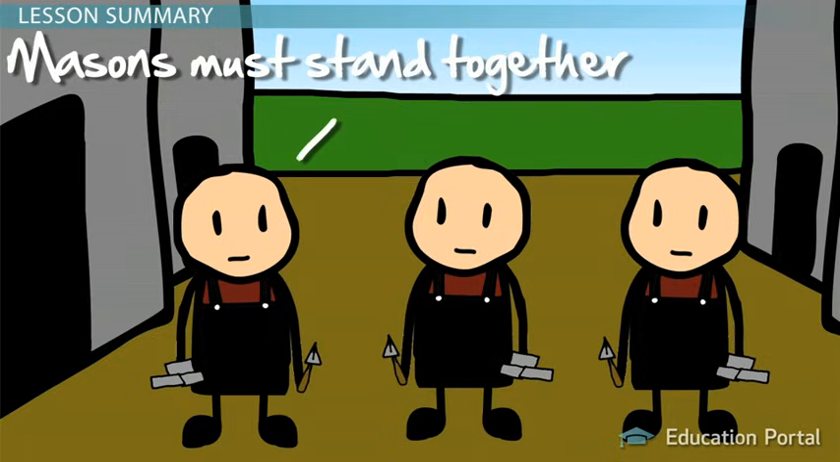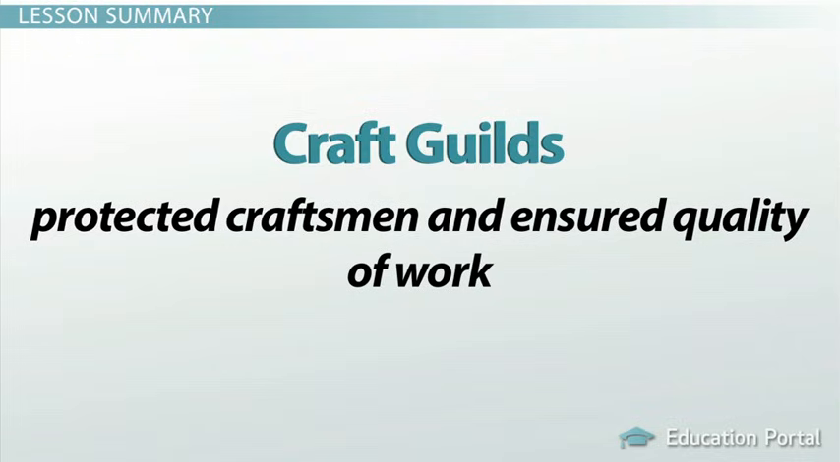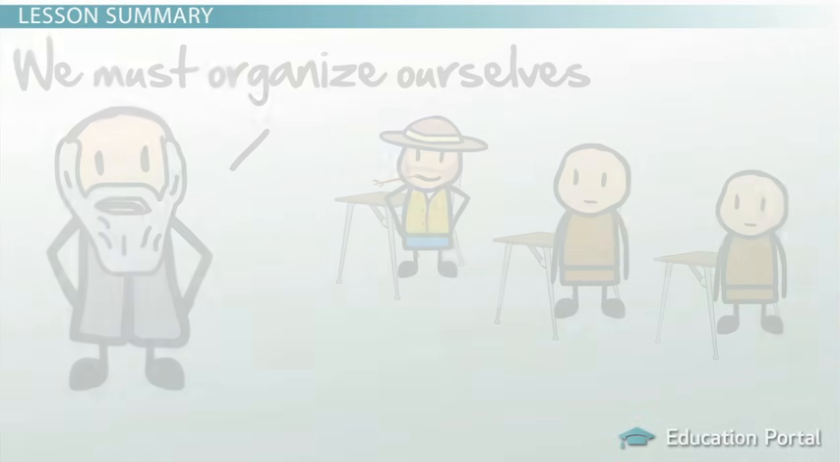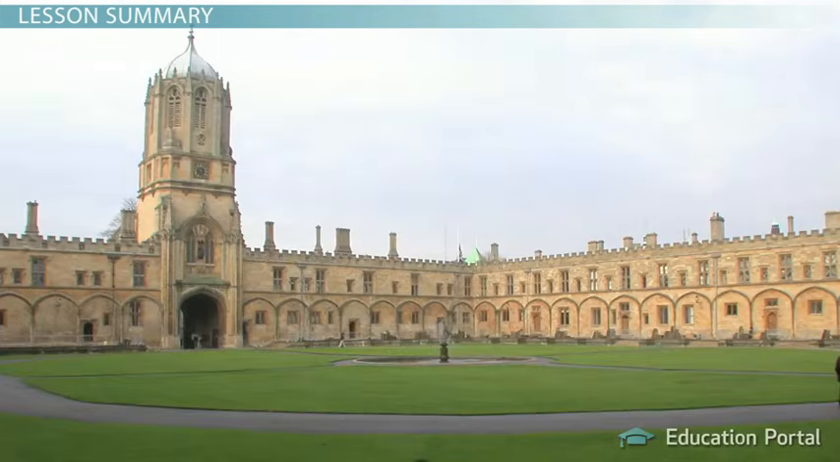The craftsmen then began to form their own guilds called craft guilds. Craft guilds worked to protect its members from overregulation and to set standards for the products produced. Additionally, scholars began to form guilds to regulate educational standards and protect students and teachers. These guilds were referred to as universitas and led to the creation of modern universities.